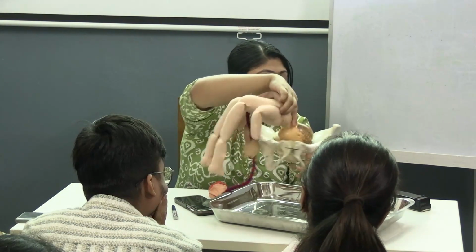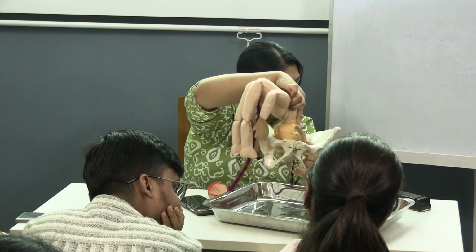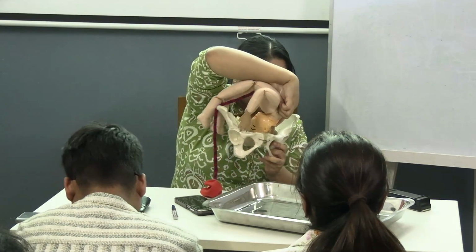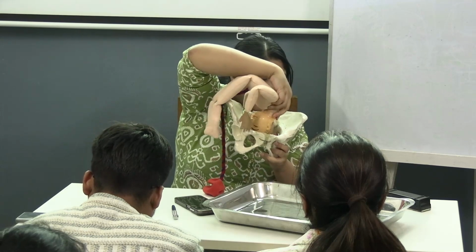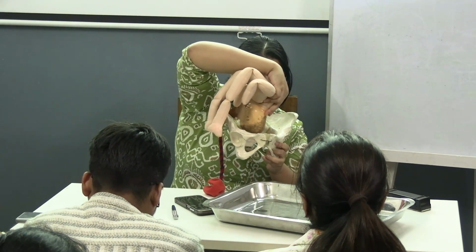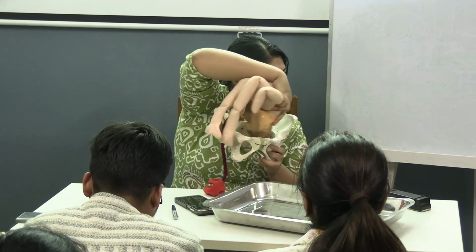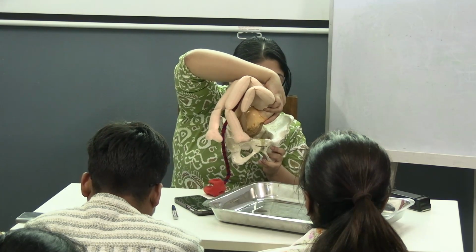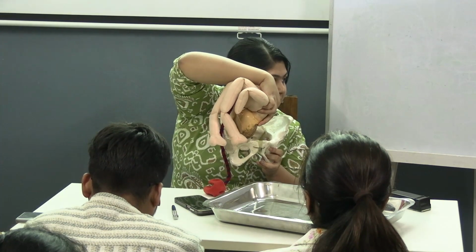Left occiputo transverse. When the occiput is pointing towards the left side of the maternal pelvis, it is engaged. Sagittal suture is in what diameter? Left occiputo transverse diameter. And the anterior posterior diameter is the suboccipito-bregmatic diameter.